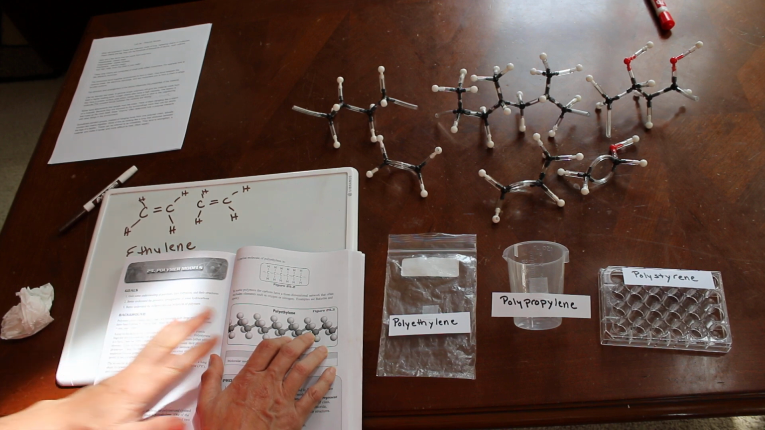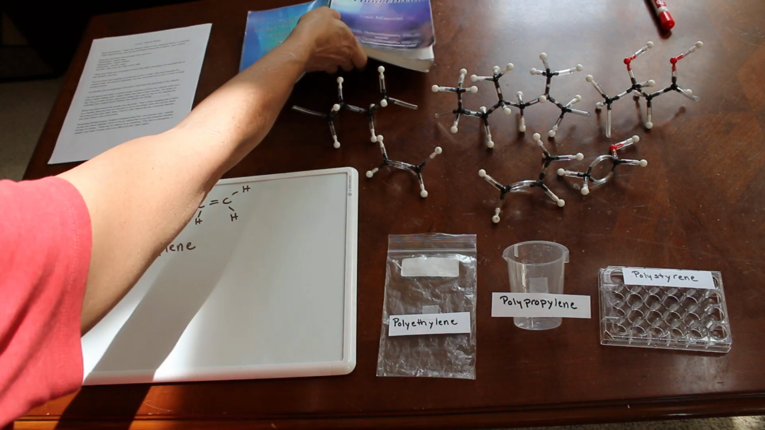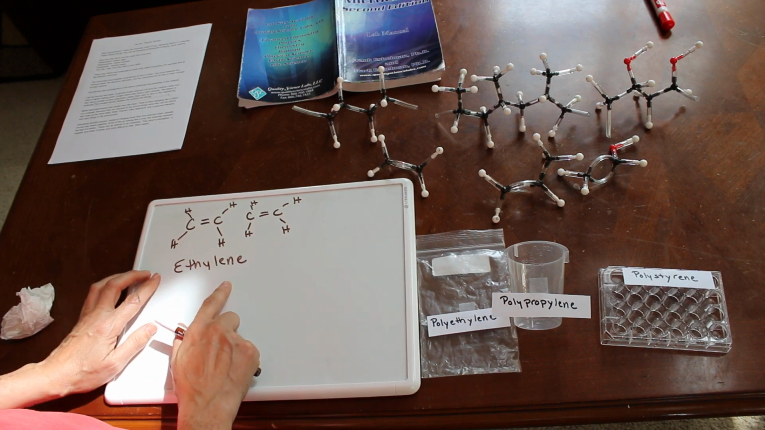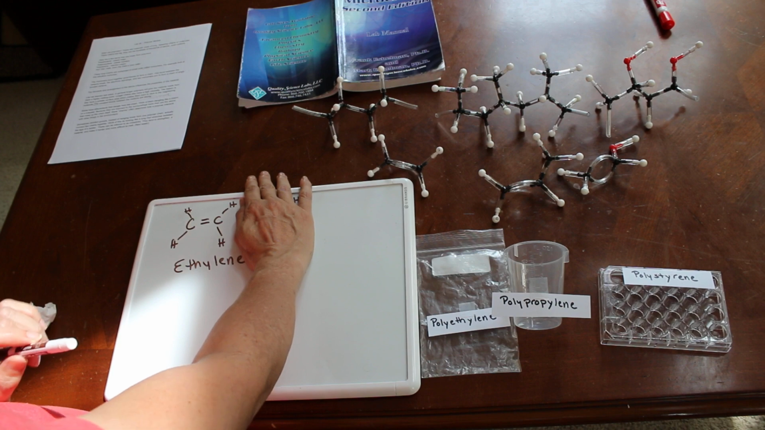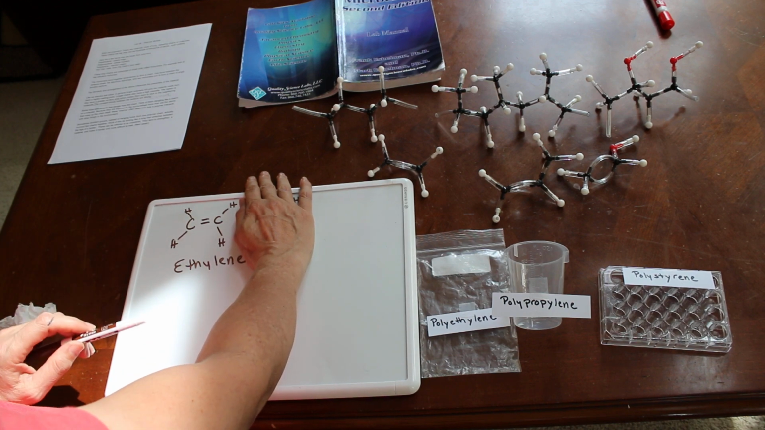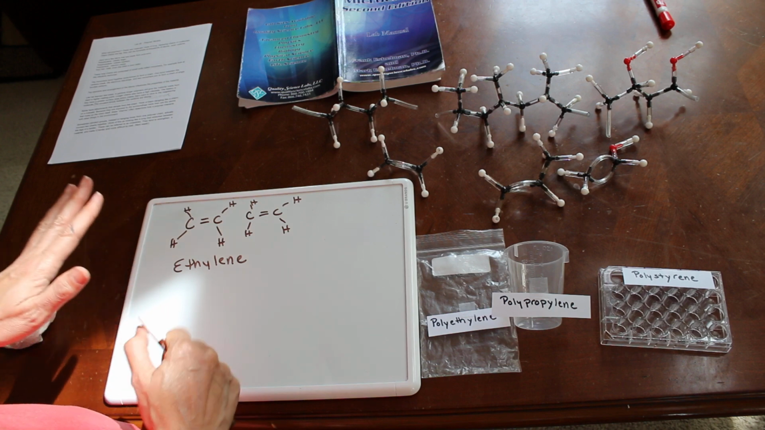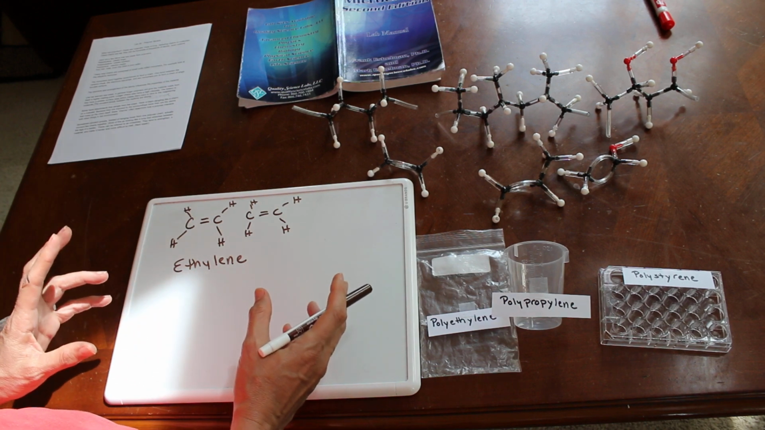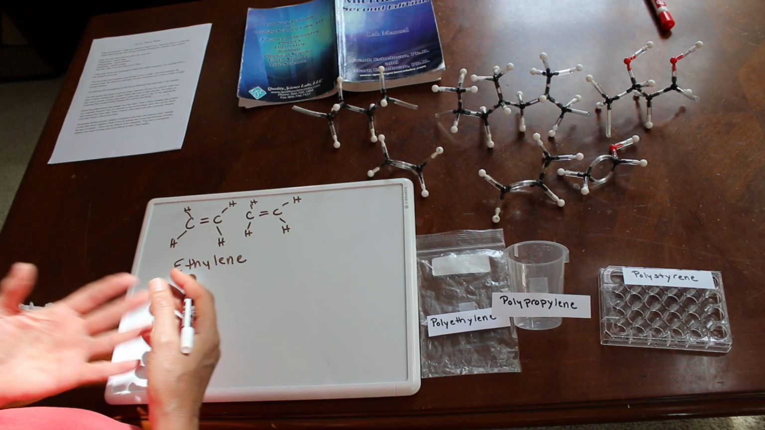So these long chains are composed of small units called monomers. And so here we have ethylene, and this one right here is a single unit. This is a monomer of ethylene. And what happens is these two monomers, well actually a whole bunch of monomers, link up together to form a chain.